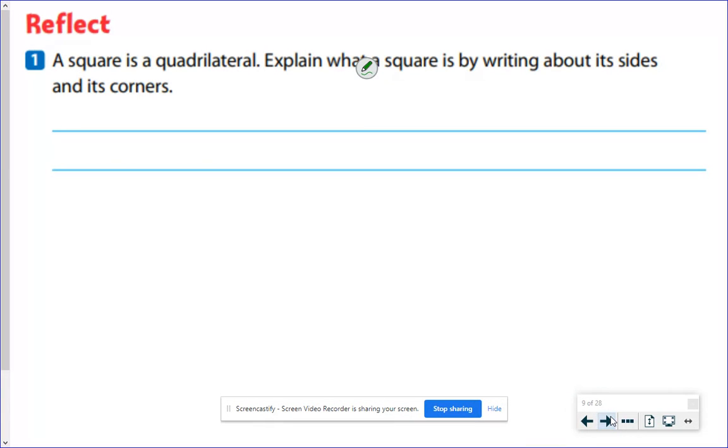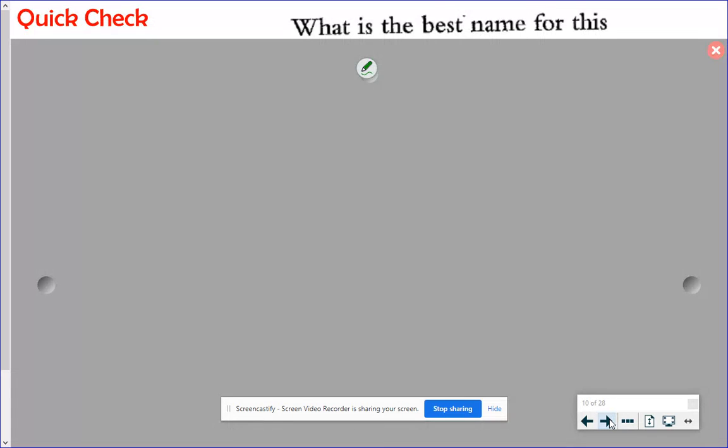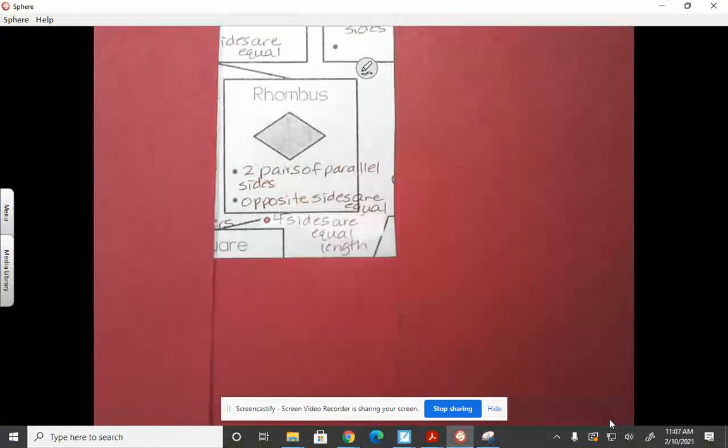A square is a quadrilateral. Explain what a square is by writing about its sides and corners. We did that in class. If you want to take a moment to think about that, you can. We're going to move on. The quick check is right here, but I'm going to jump back over to the chart. We have a couple more sections we need to fill in.